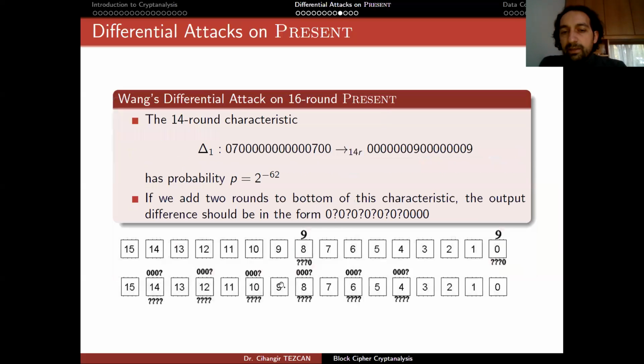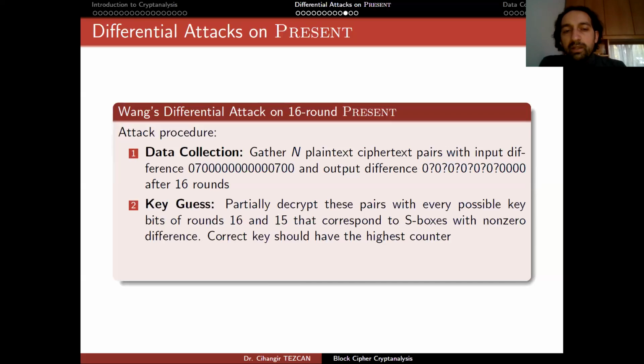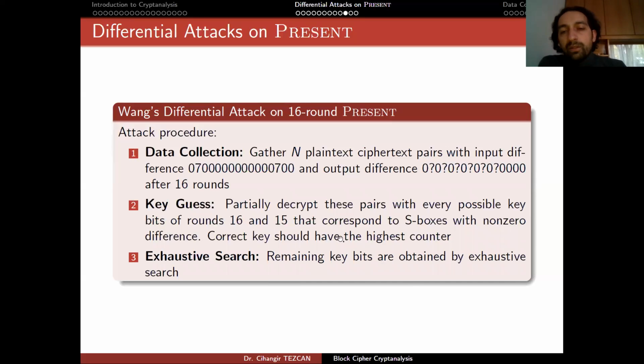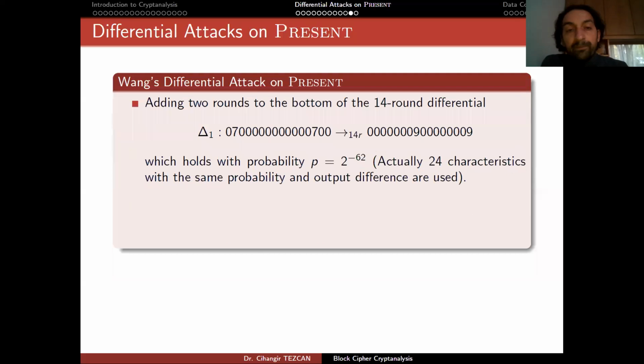We assume that the highest counter will correspond to the correct key, because again, as we mentioned, the wrong keys should act like a random permutation. This is actually what the wrong key randomization hypothesis is. So this way you can capture some round key bits, and from those round key bits, you actually capture some master secret key bits. Now you don't know the remaining key bits. You can just perform the real exhaustive search on the remaining key bits to find the whole secret key.